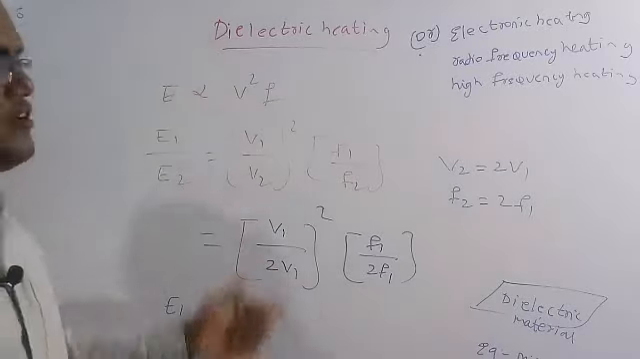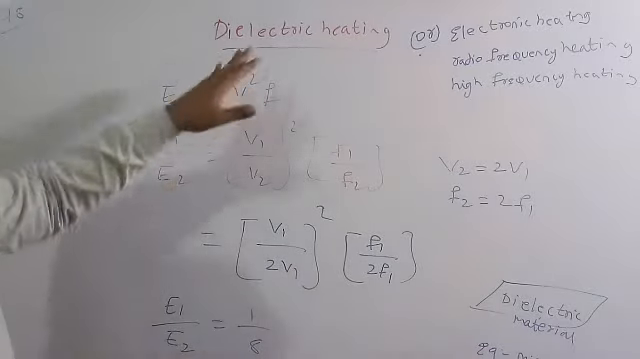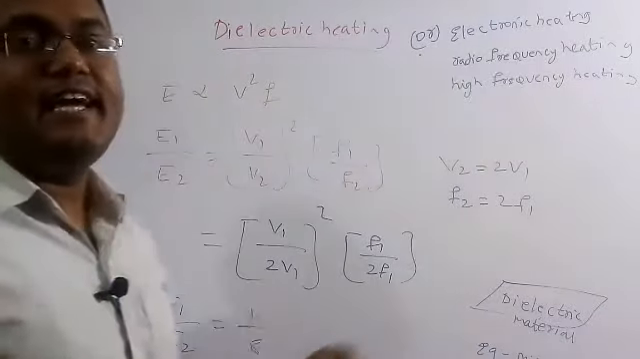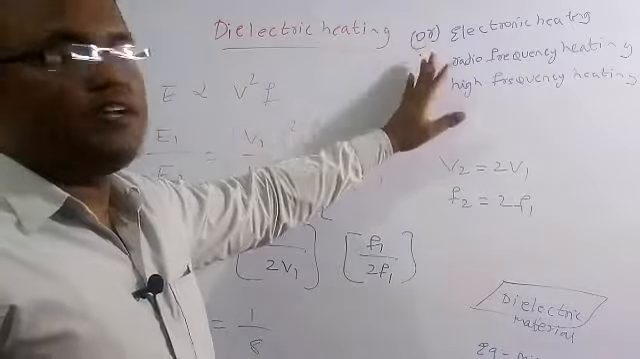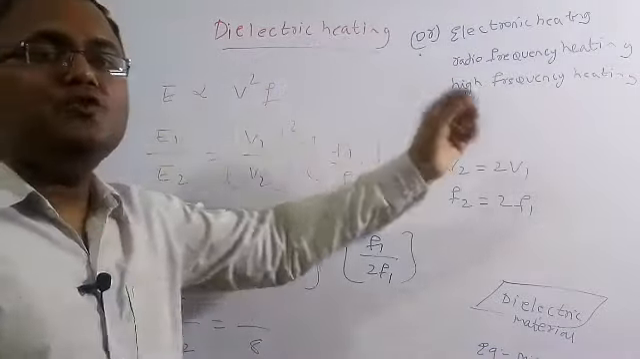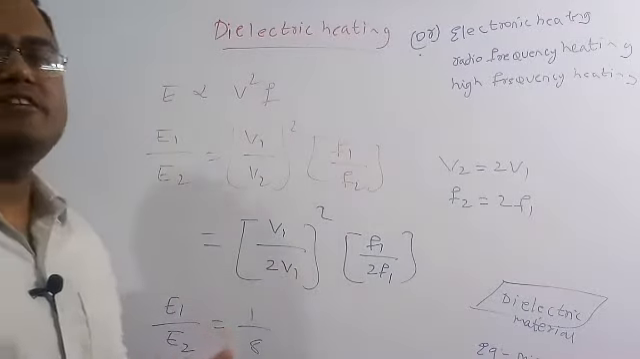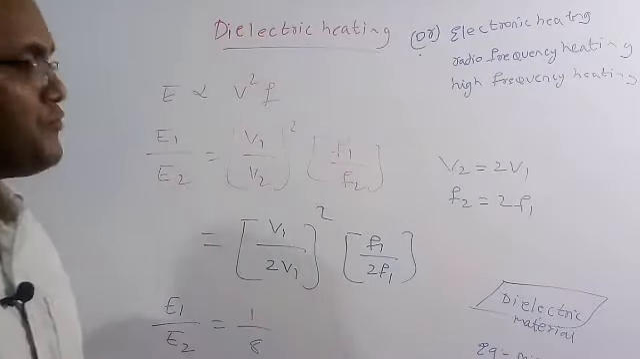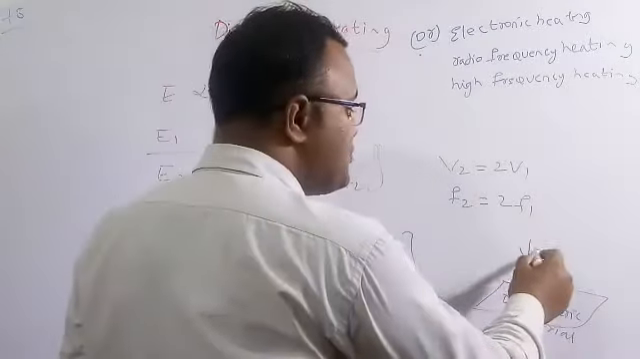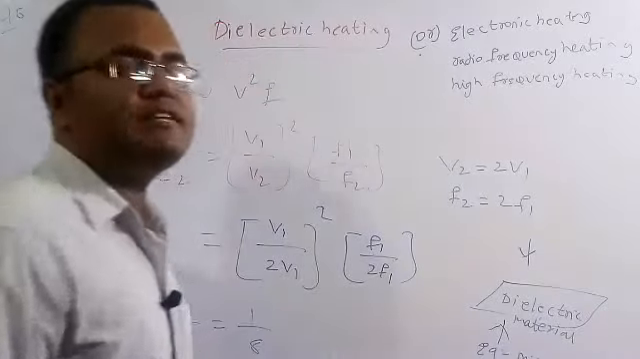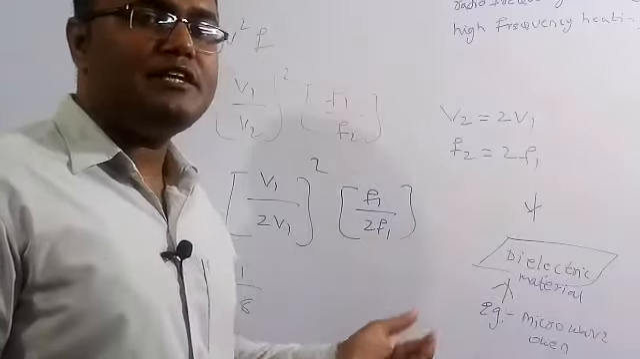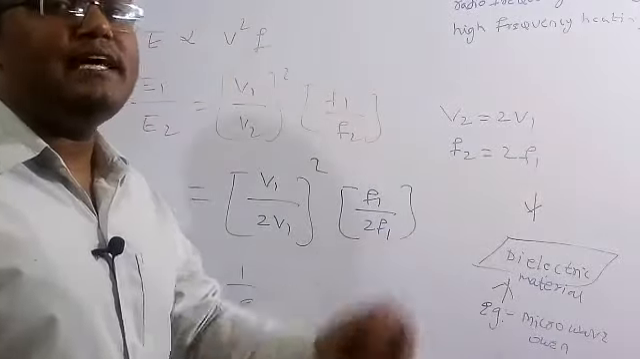Before I solve this example, let me give a brief introduction to dielectric heating. Dielectric heating is also called electronic heating. There are different names for this: radio frequency heating and high frequency heating, because in this heating a huge amount of frequency is used. So we are going to heat the dielectric material with it. Whenever there is a high frequency, there will be a large amount of energy. This heat energy is going to heat the dielectric material.